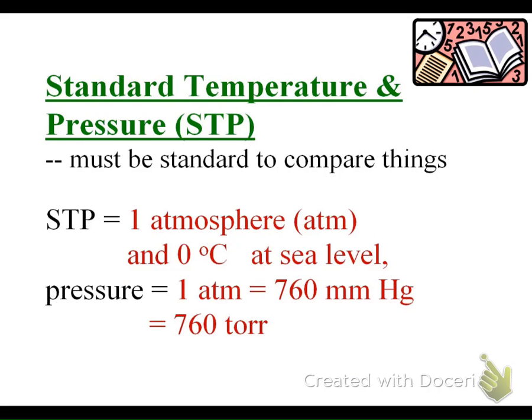Standard temperature and pressure, so we will use this all the time, especially in the gas unit, and we're going to start our conversion slides with this as well. So you need to know standard temperature and pressure. You need to know that standard temperature and pressure equals 0 degrees Celsius at sea level, and the pressure is 1 atmosphere, or 760 millimeters of mercury, or 760 torr.